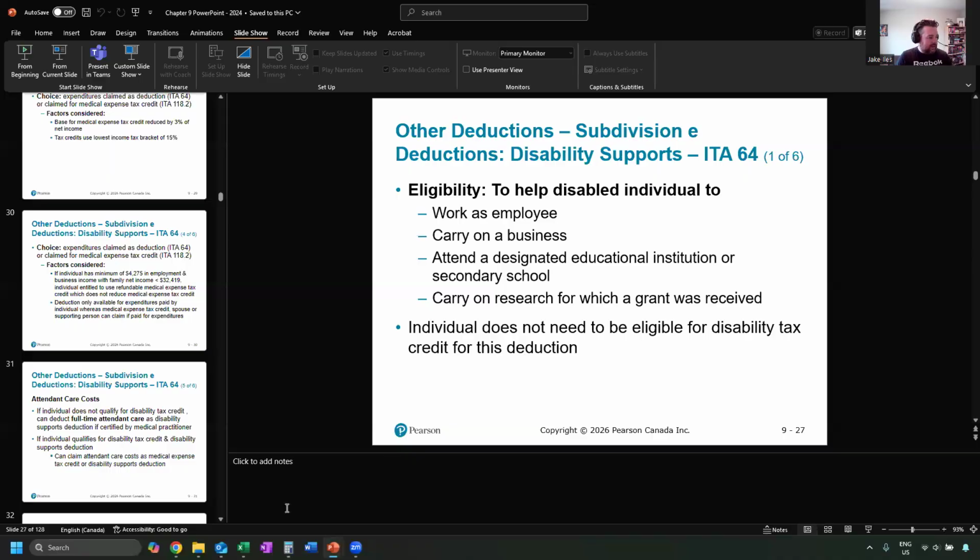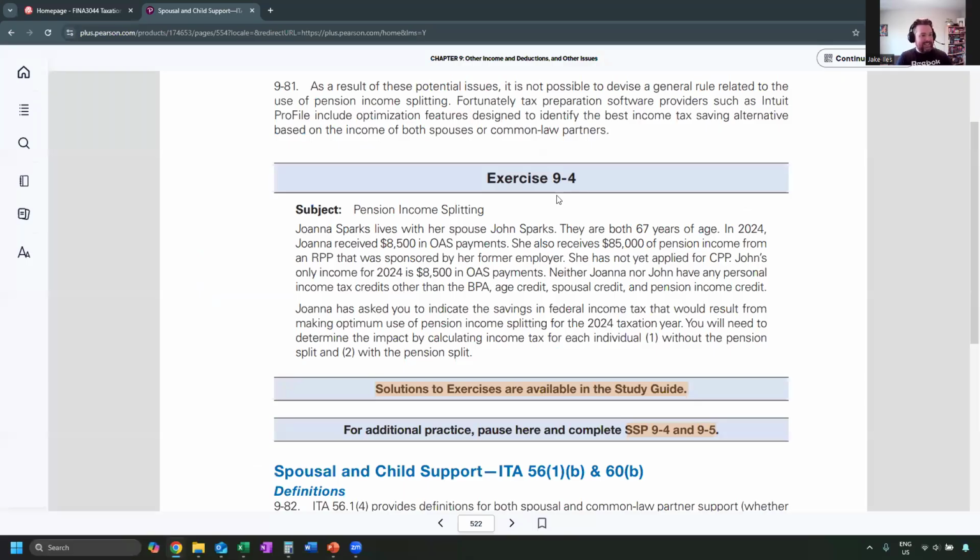So let's go to an exercise, exercise 9-4 for pension income splitting. Joanna Sparks lives with her spouse, John. They're both 67 years of age. In 2024, Joanna received $8,500 in OAS payments, and she also received $85,000 of pension income from a retirement savings account that was sponsored by her former employer. She has not yet applied for CPP. John's only income for 2024 was his OAS payments of $8,500.